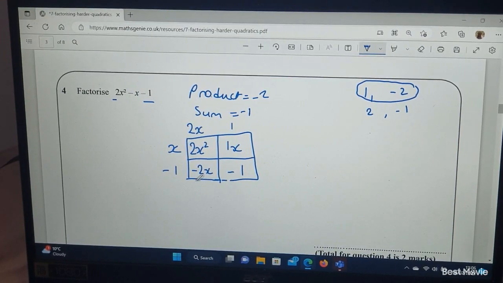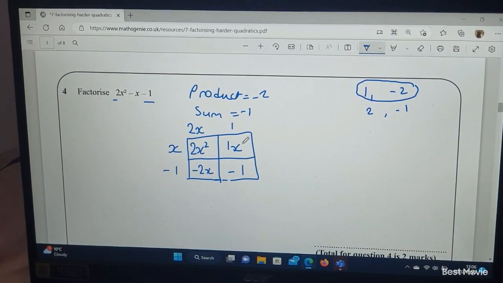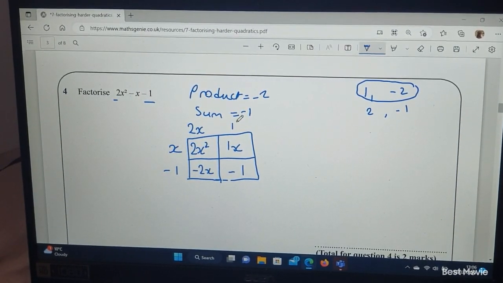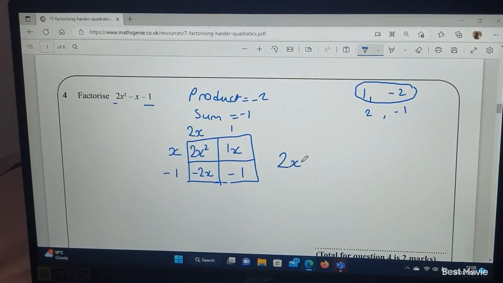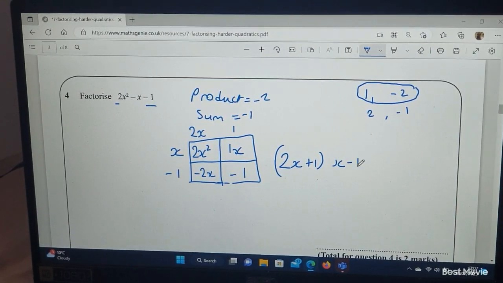And then check that this makes sense. So 2x times x is 2x squared, x times 1 is 1x, 2x times minus 1 is minus 2x, and 1 times minus 1 is minus 1. So in the bracket, you've got 2x plus 1 and x take away 1.